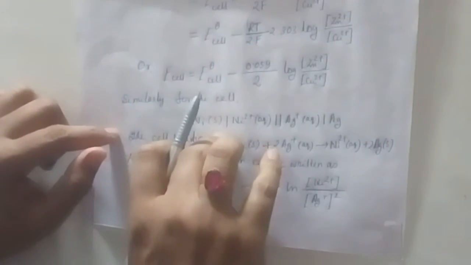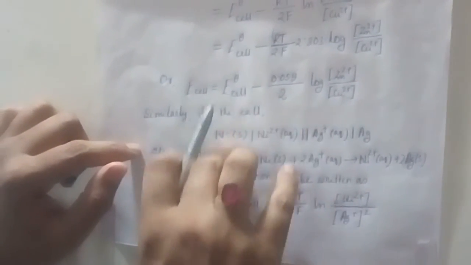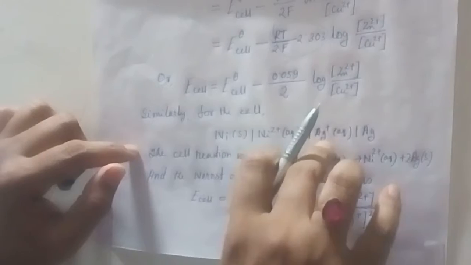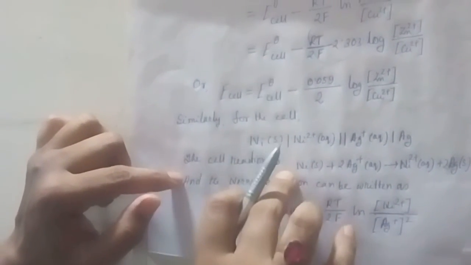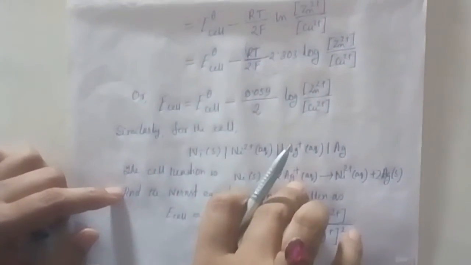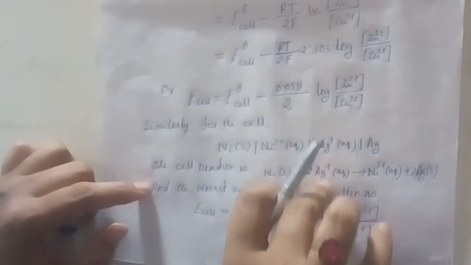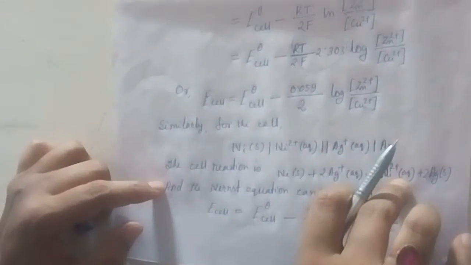Similarly, if we take another cell, this is the representation of a cell. Here the oxidation of nickel to nickel 2 plus is taking place, and reduction of silver plus to silver is taking place. So for this cell, the cell reaction is nickel reacting with silver plus. Nickel is oxidized to nickel 2 plus, and silver plus is reduced to silver. So for this cell reaction, the Nernst equation can be written now.